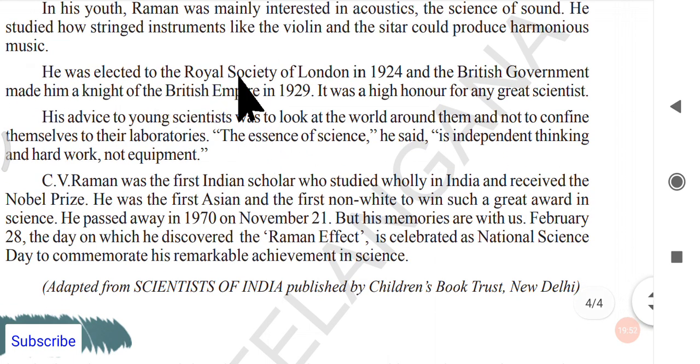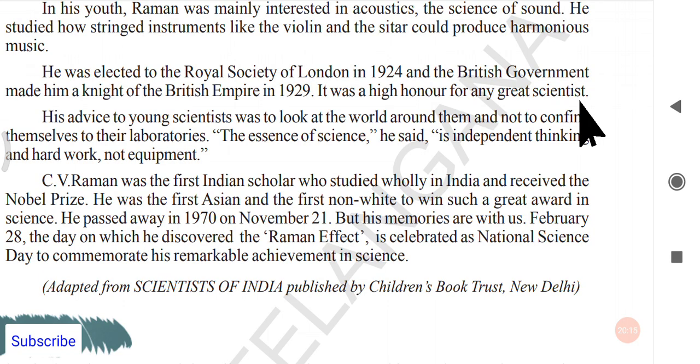So he was elected to the Royal Society of London in 1924, and the British government made him a Knight of the British Empire in 1929. It was a high honor for any great scientist. In those days, these were very prestigious, famous awards that scientists used to get.